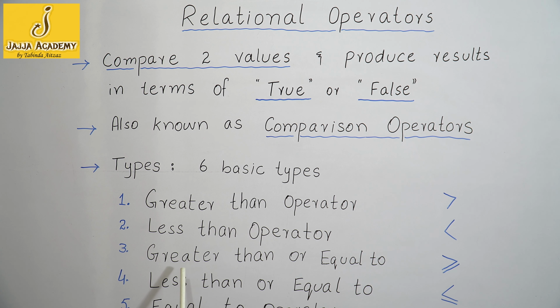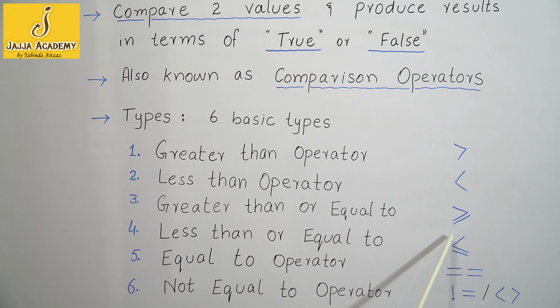The third relational operator is greater than or equal to operator. So actually these are two operators. One operator is greater than operator, and the other is equal to operator, this one. The next operator is less than or equal to operator. Again it involves two symbols, less than operator, this operator, and equal to operator. So it is a combination of two operators.